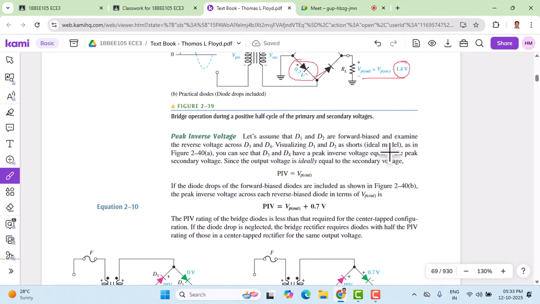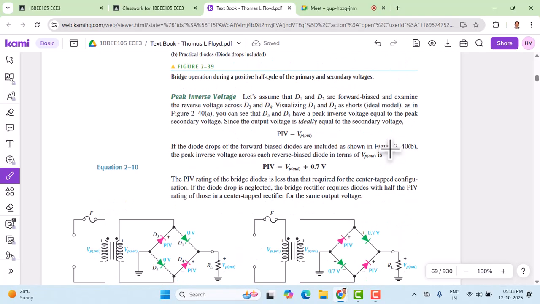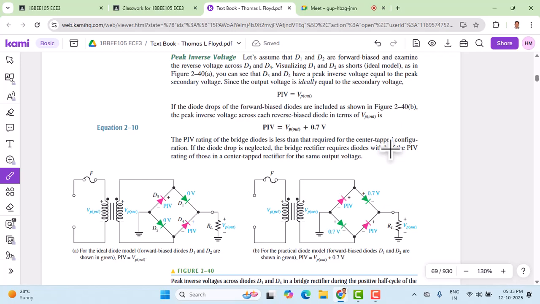Just like the previous calculations, we also need to work out the peak inverse voltage. The definition of peak inverse voltage is how much voltage diodes can withstand when they are not conducting. That is very important. Let's assume that D1, D2 are forward biased during the positive half cycle, and we need to examine D3, D4 because they remain in reverse bias.